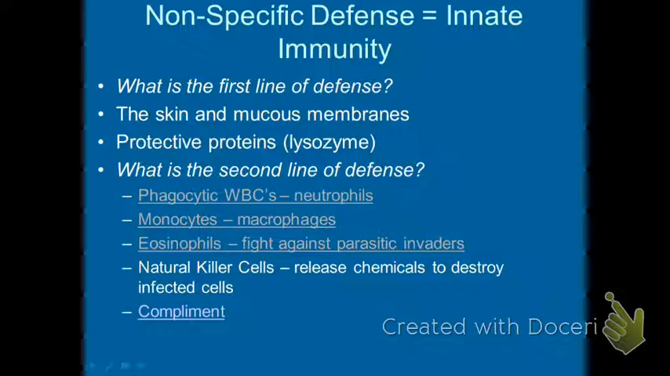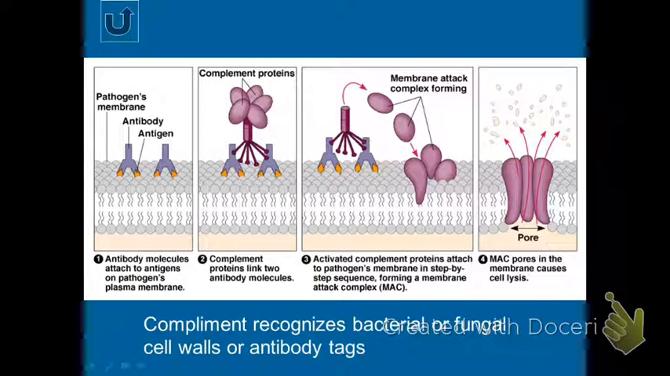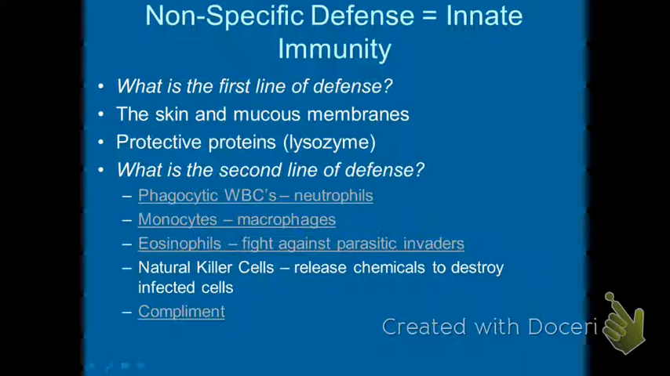All right, there are also some non-cellular components in the second line of defense as well. Complement is something that acts on both the second and the third line of defense. It's involved with that. But complement is something that can recognize bacterial or fungal cell walls. So it's a protein that can tag something that is non-self, and that lets the immune system know, hey, eat this one, this is not good. And then there are the interferons.